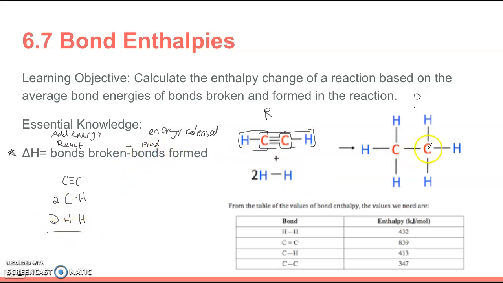Then for the bonds that are formed, you look at your product and you look at the structure and see what bonds are forming. There's one of these carbon-carbon single bonds. And then it's surrounded by hydrogen, so there are 6 of these carbon-hydrogen bonds. Just like the reactants, you can look on a table, figure out the bond energy for each one of these, and add all those together. Then you get a number here, a number there, and just subtract them to get the overall delta H for this reaction.